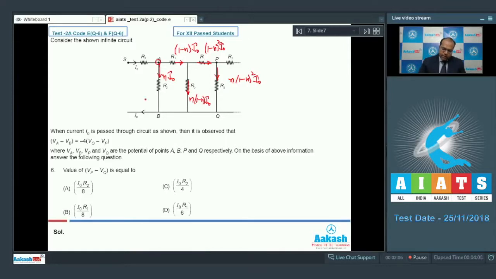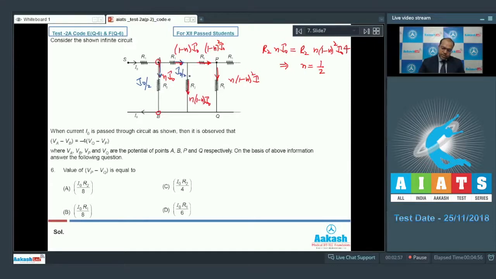So if I equate the potential difference between A and B with that of 4 times P and Q, I can write R2 into current, that is N into I0, that is the potential difference between A and B, and it is equal to R2 into N into 1 minus N whole square into I0. So if I solve this, the value of N comes out to be half. It means that I0 by 2 current goes in this branch and I0 by 2 current goes in this branch.